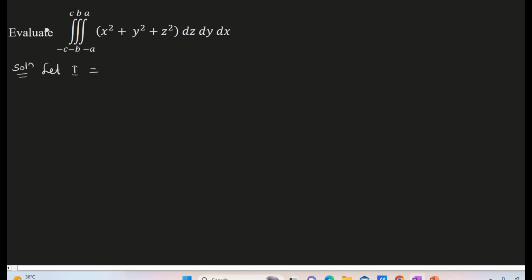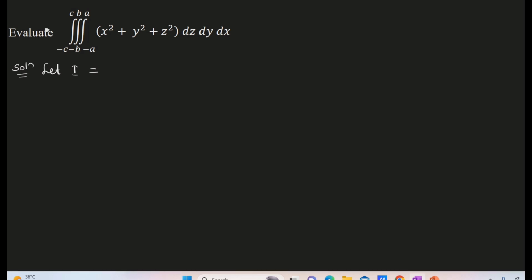As I explained in the previous class, let this be I. These limits represent the respective variables. The inside integral, dz, is where the limits are for the variable z, then y, and then x. Accordingly, x varies from minus c to plus c, y varies from minus b to plus b, and z varies from minus a to plus a. The function is x square plus y square plus z square into dz dy dx.